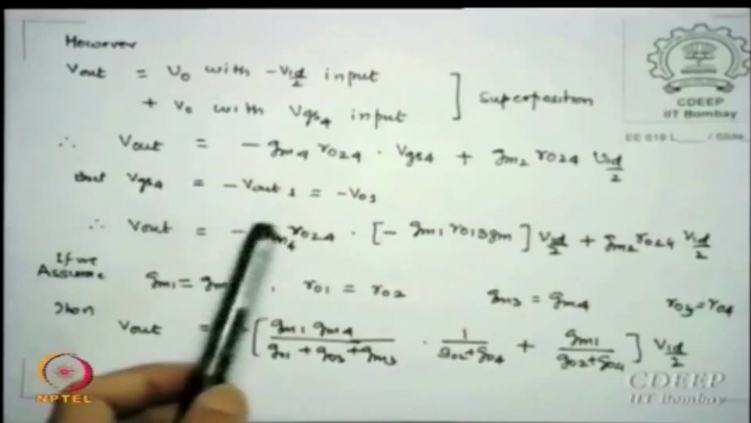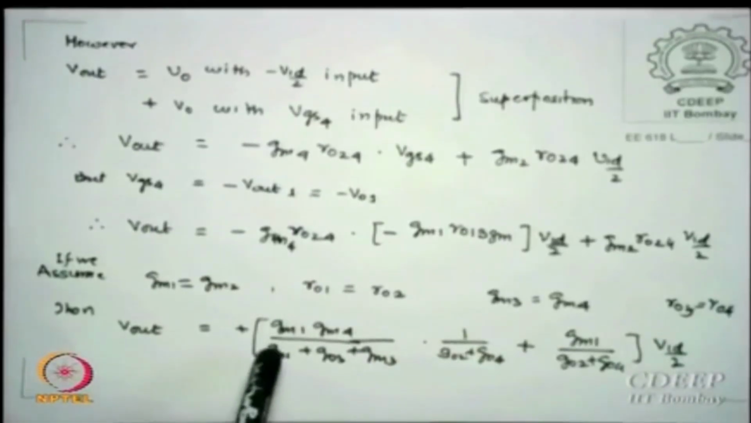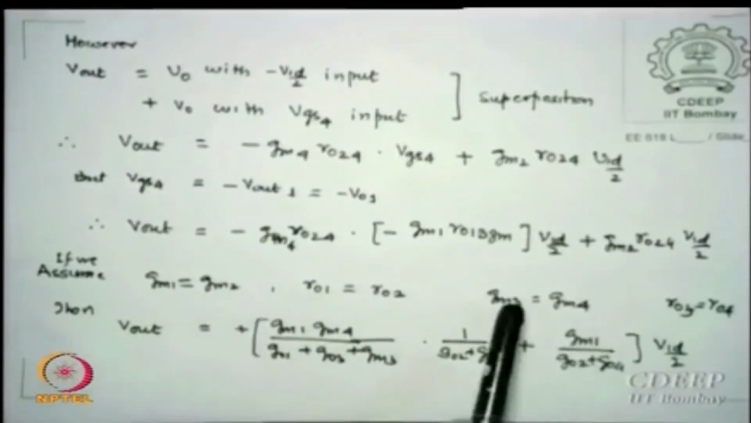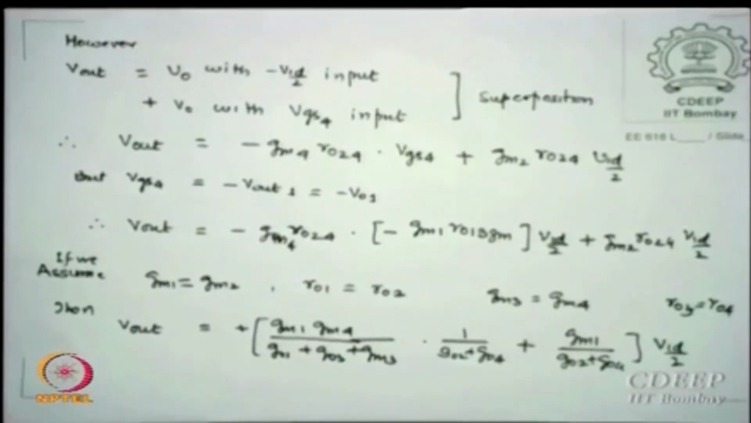Once again VGS4 is Vout1 minus this, and by substituting, finally I get Vout is equal to GM1 GM4, assuming right now GM1 is GM2 and GM3 is GM4, all p channels are identical or n channels are identical. That means what is identical? Their W by Ls are identical, their thresholds are identical. Is that correct? The word identical means mu Cox is constant, mu n Cox is the same for both, VTs are the same for both, and W by Ls are the same for both.